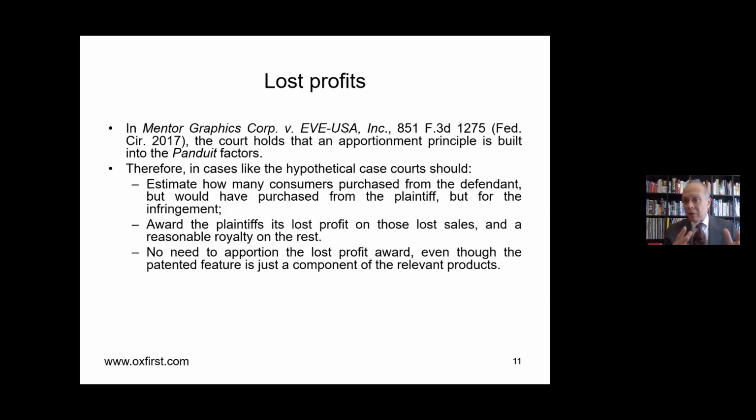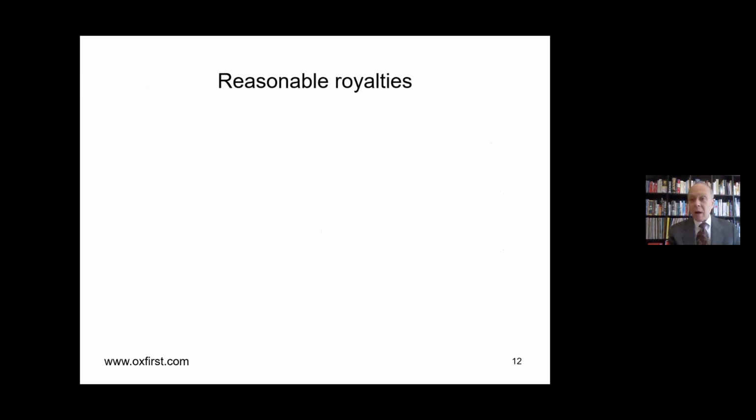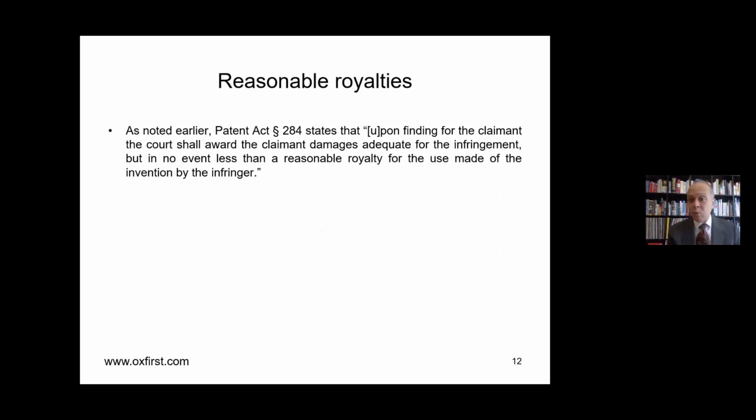This may be a fairly unusual situation as well. It's not going to happen all the time. Often consumers would have continued purchasing from the defendant, even if the defendant had used a different component. But if the evidence shows that the patent owner did lose some number of sales as a result of the infringement, again, the general but-for principle, which I believe the Federal Circuit correctly applied in this case, would lead to an award of lost profits on those lost sales. All right, let me move on and talk about reasonable royalties, which are the more common type of monetary award in the United States.